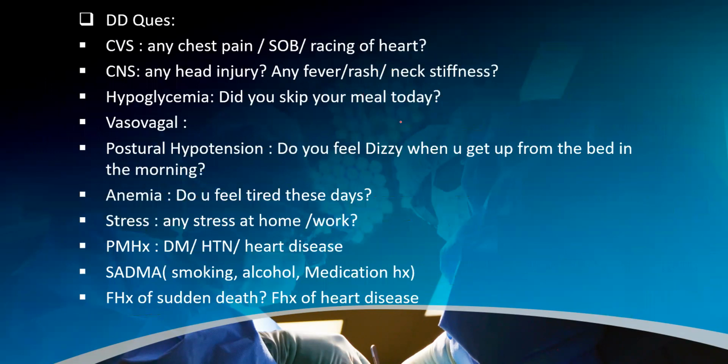Now that you have asked your pre-syncope, syncope, and post-syncope questions, you move to your differential diagnosis questions. One by one, we are going to ask all the DD. So CVS: any chest pain, any shortness of breath, or any racing of your heart. A patient with aortic stenosis having syncope will say, yes, doctor, I get a kind of chest tightness. So then you go in detail. In the exam, if you get something positive, you go in detail. Otherwise, you just ask questions and move forward.